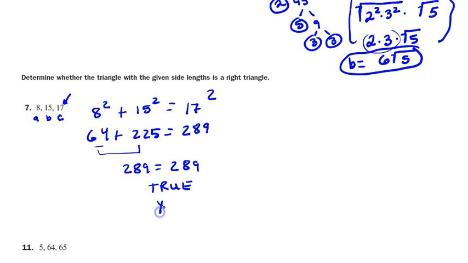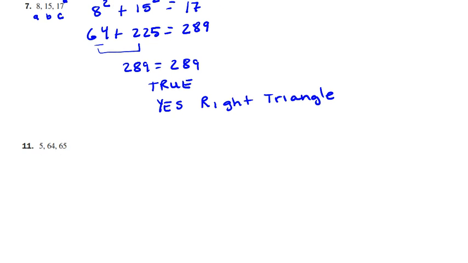So yes, a triangle with these side lengths would be a right triangle. Let's look at another example.